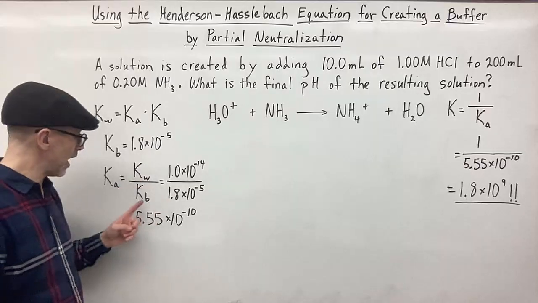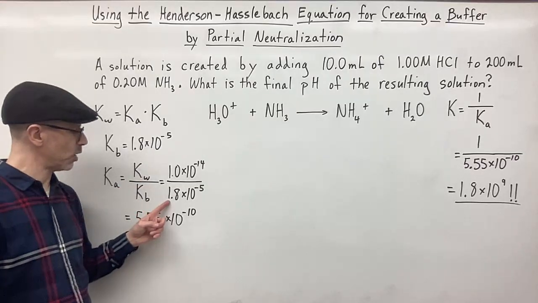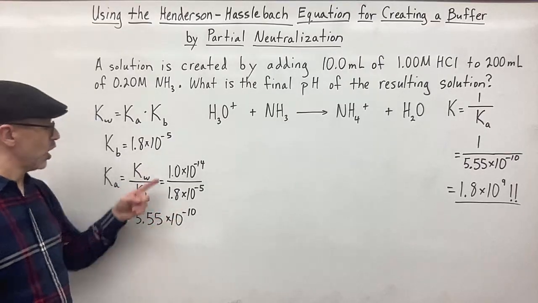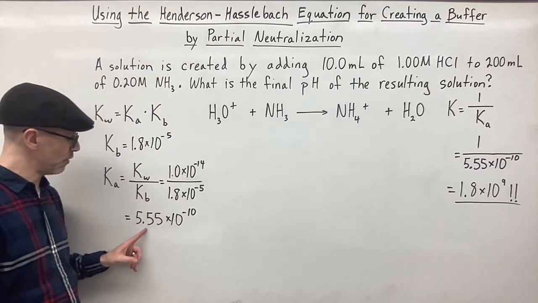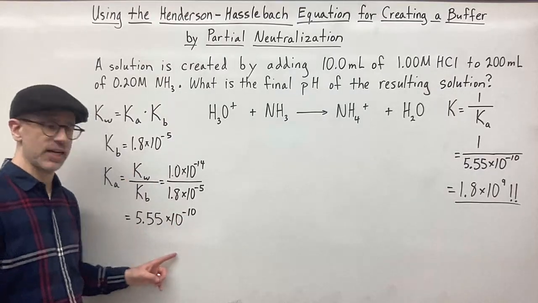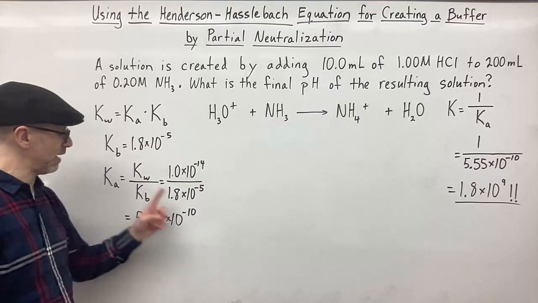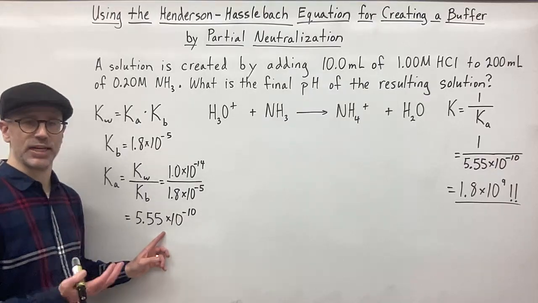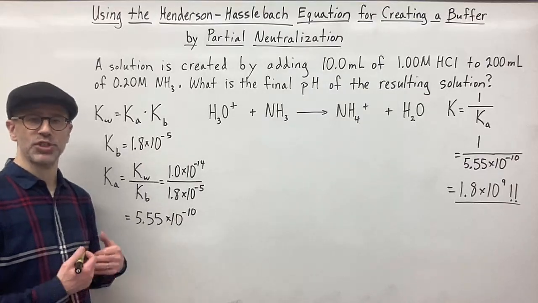And then we have Kb. We looked that up. That's 1.8 times 10 to the negative 5. We divide that, we get 5.55 times 10 to the negative 10. And so this is the Ka value for the conjugate acid ammonium, which is NH4+.